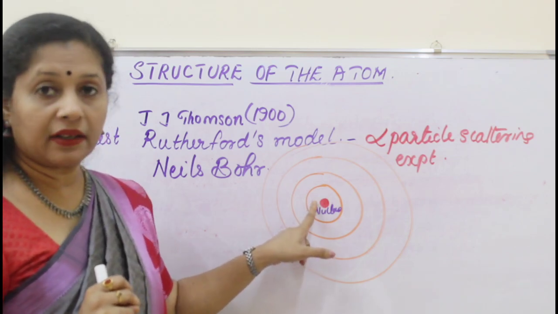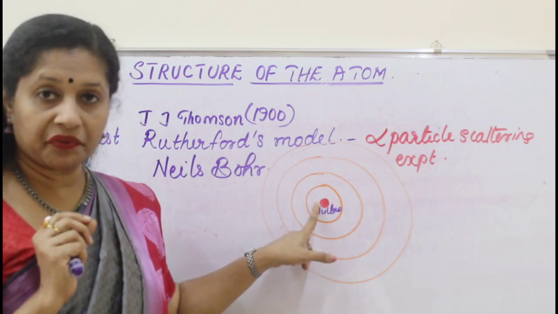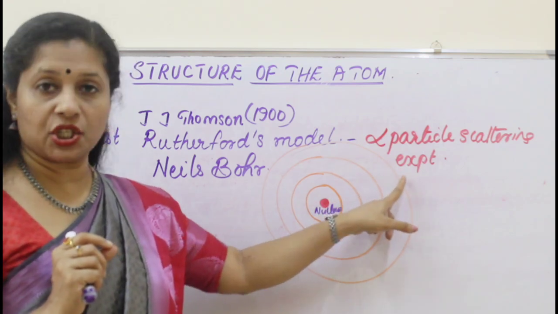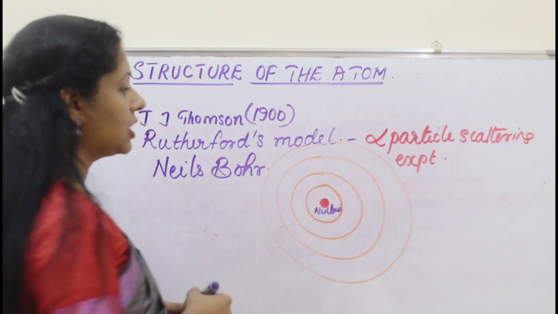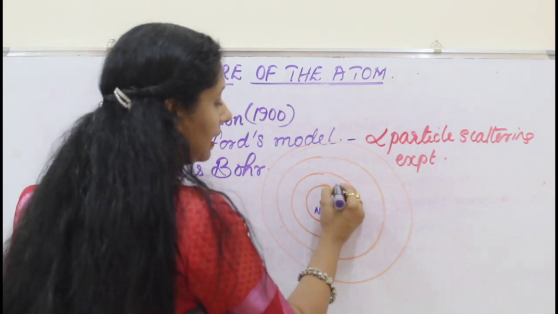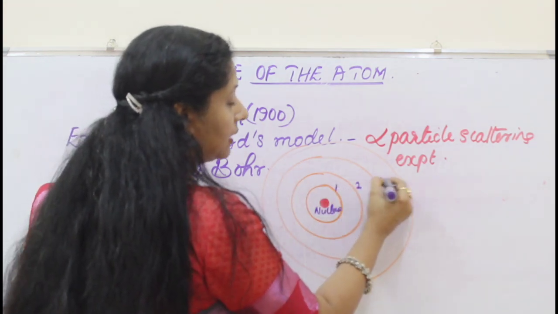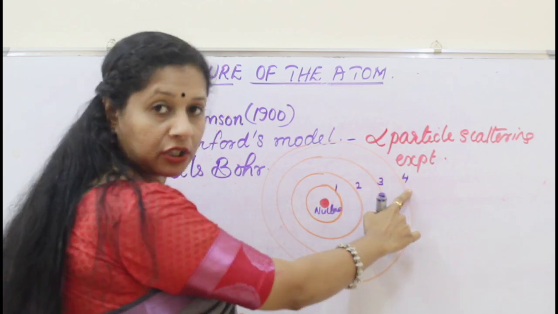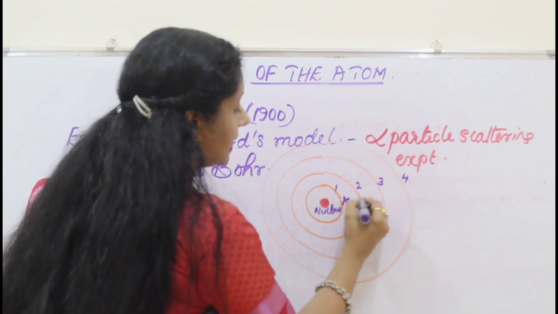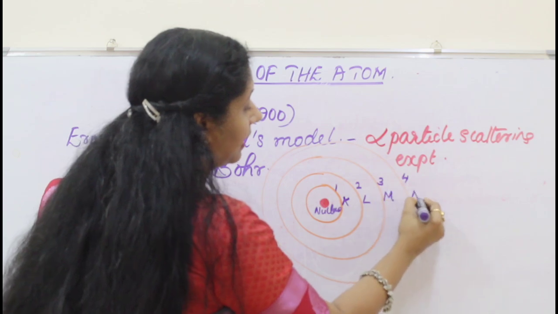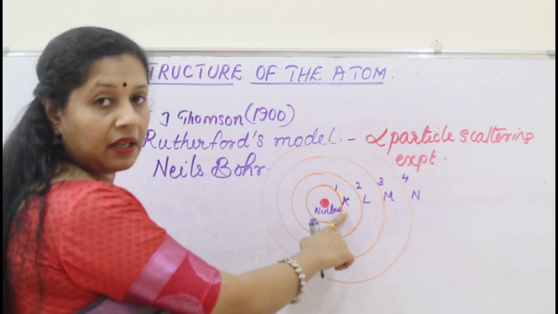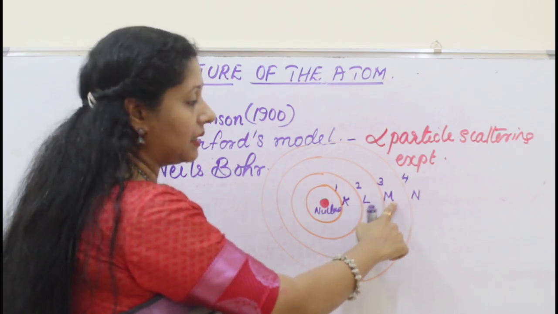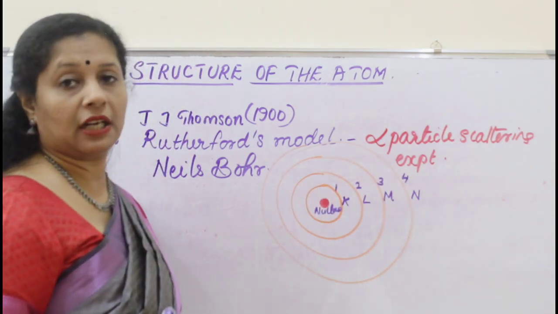Here, this red dot is the central part of the atom, which is known as the nucleus. After that, 4 shells or 4 orbits are shown. We can have two ways of naming them. Either we can number them 1, 2, 3, 4: first shell, second shell, third shell or fourth shell. Or we can rename them as K, L, M and N. K shell is the first shell, L shell is the second shell, M is the third shell and N is the fourth shell.